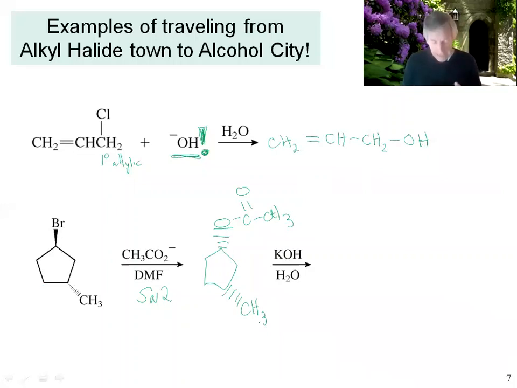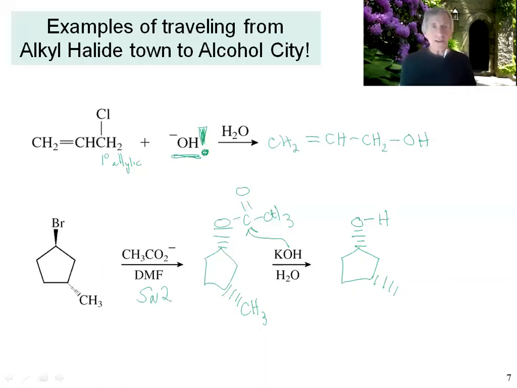Okay, so now I can add my KOH. It'll attack this carbon here, which is known as the carbonyl carbon. And we will end up with our final secondary alcohol. But notice all the chemistry is happening out at the carbonyl carbon, so the stereochemistry remains the same now at that oxygen of the acetate. All right? I hope you got these two.